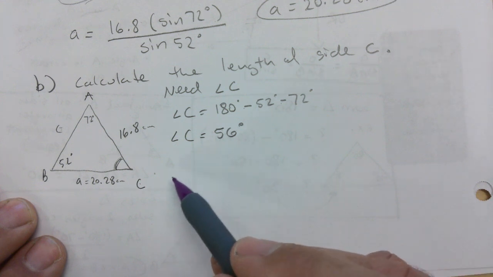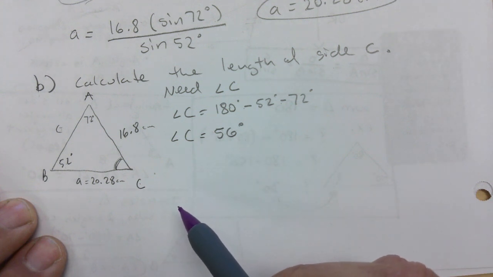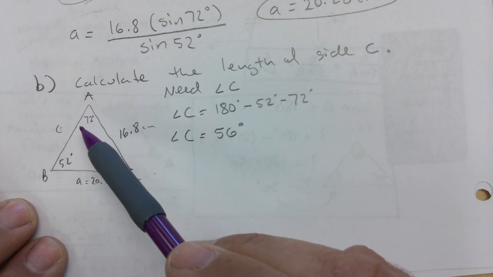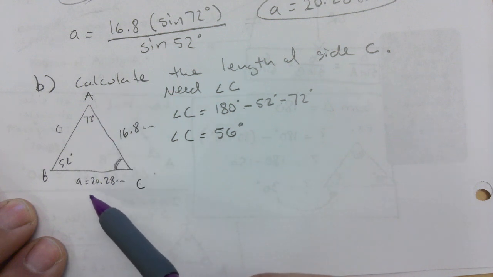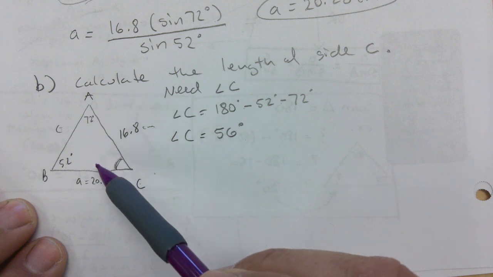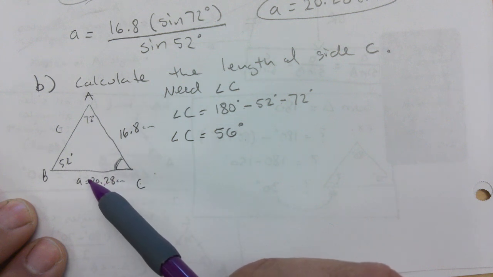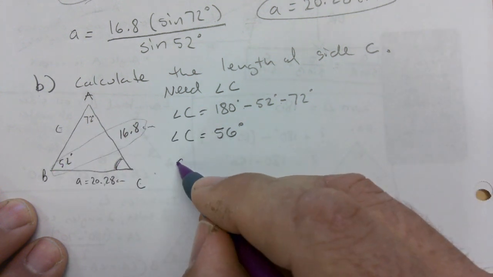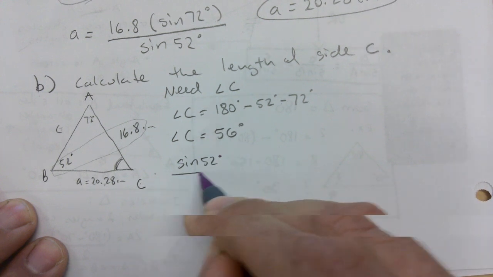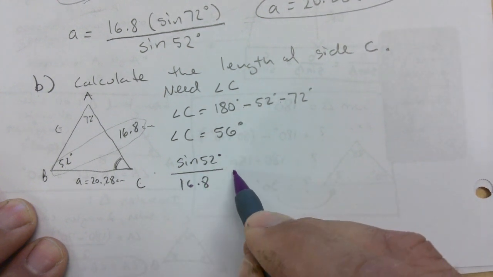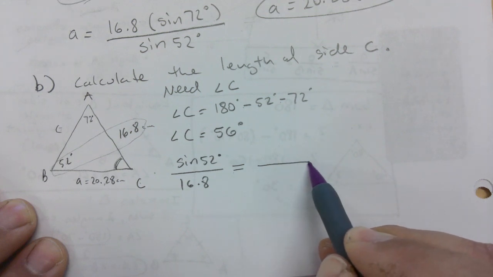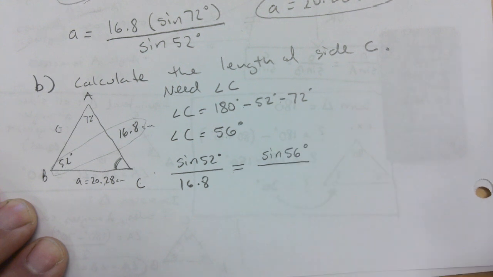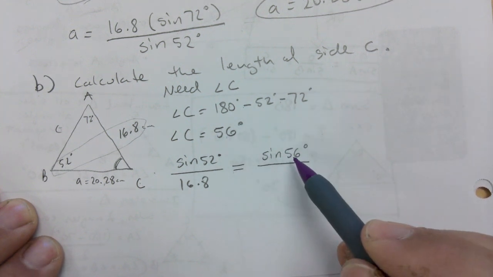And watch what I'm going to do here. I will suggest you do this every time. Notice that now you have this pair here, and you also have this pair here. I would not suggest you use the new pair, because if you made a mistake here, it will carry forward. I would stick with the one you used earlier. So I would go sine of 52 over 16.8 is equal to, now you're going to put sine of 56 in here, right? Because you want 56.